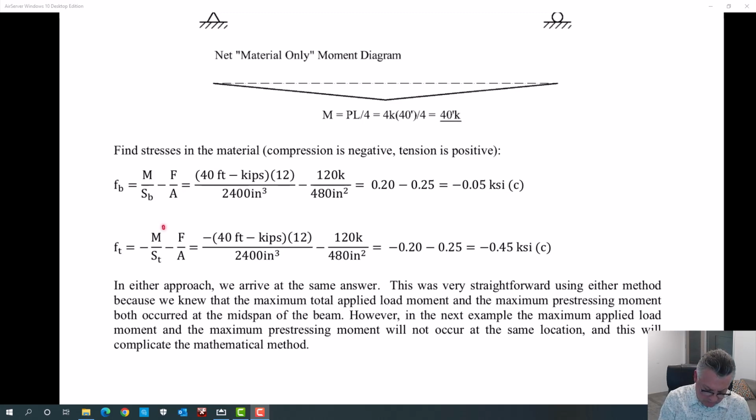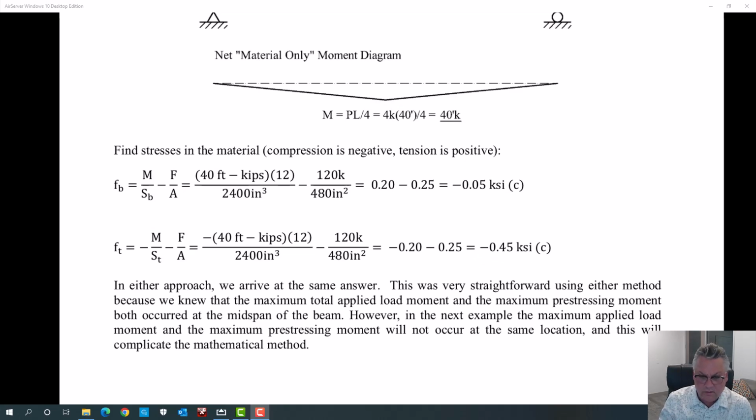Do the same thing, minus M over S, because now I'm looking at the top. This moment diagram said I was creating tension on the bottom. I must be creating compression on the top. It has to be that way. So this is a negative M over S to the top. It's creating compression at the top. The F over A is always creating compression, so I've got a negative there. That minus 40 foot kips times 12 to get some inches in there, divided by the section modulus to the top, minus F over A, and again, I get exactly the same answer.